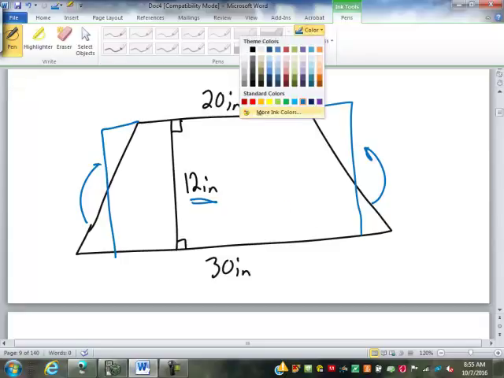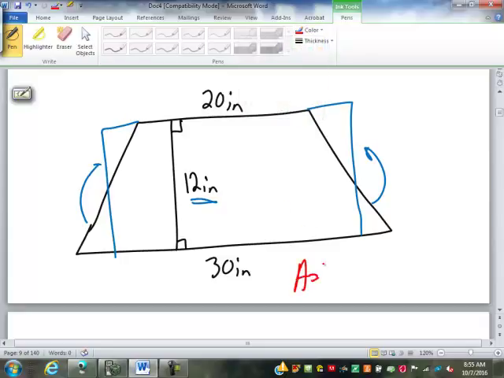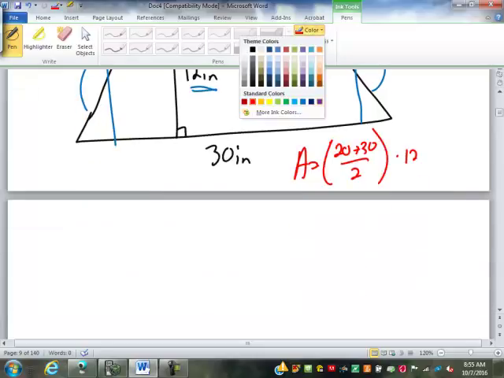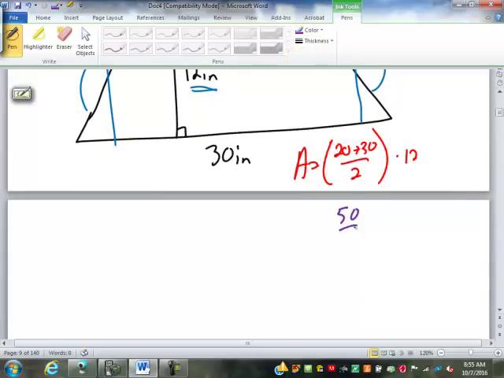So what we're going to do, that area, we're going to do the 20 plus 30 divided by 2, then multiply that by that height of 12. Well, 20 plus 30 is 50. 50 divided by 2 is 25, times 12 is 300 inches squared.